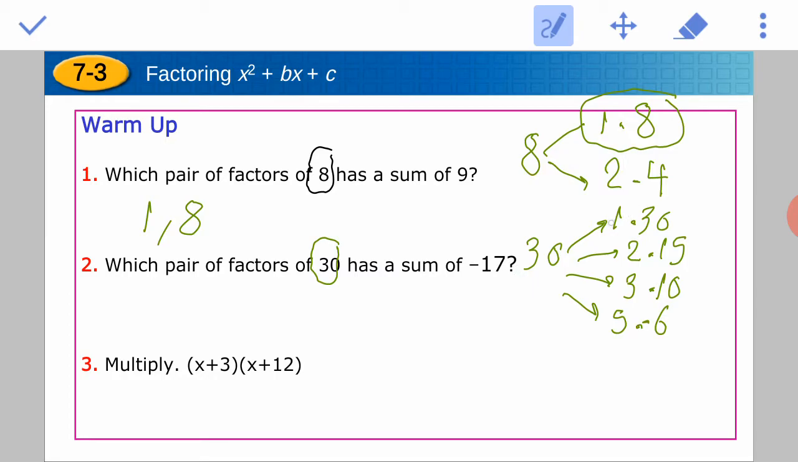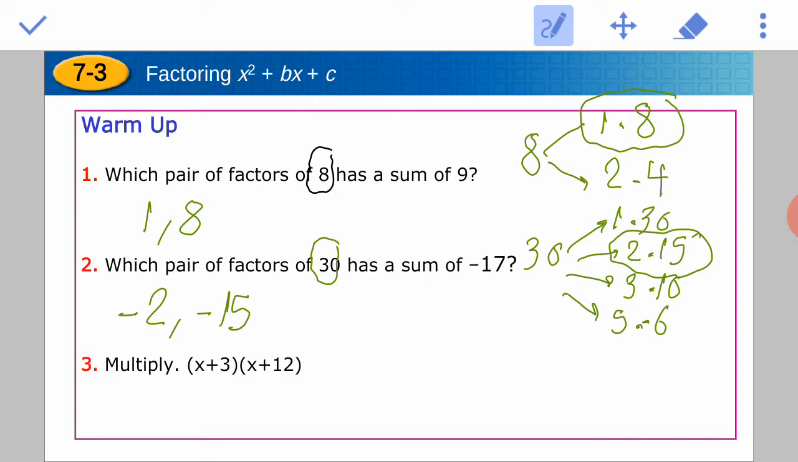When you think about the sum of 1 and 30, it's 31. 2 and 15 give us 17, but we're looking for negative 17. We can consider both factors negative, so it's negative 2 and negative 15. Is the product of negative 2 times negative 15 equal to 30? Yes, because negative times negative is positive, and 2 times 15 is 30. So the pair of factors of 30 that has a sum of negative 17 is negative 2 and negative 15.